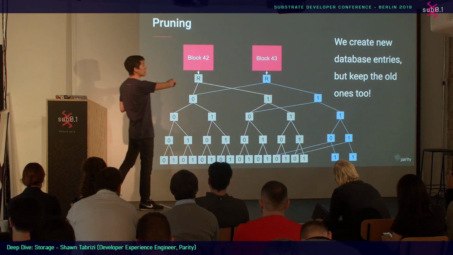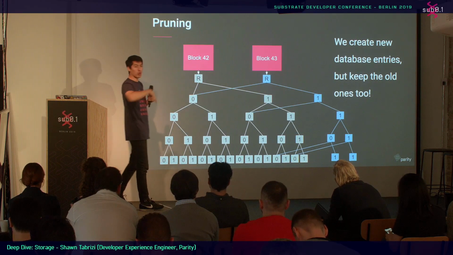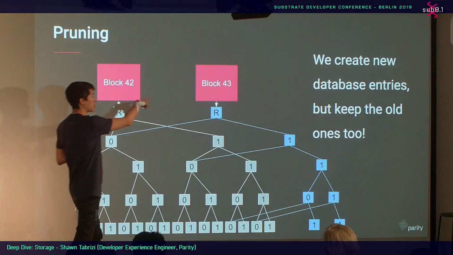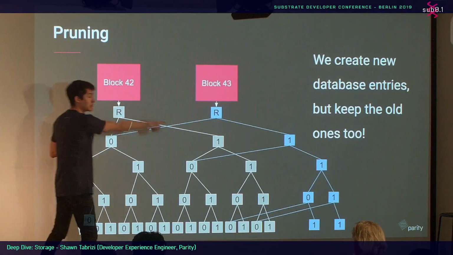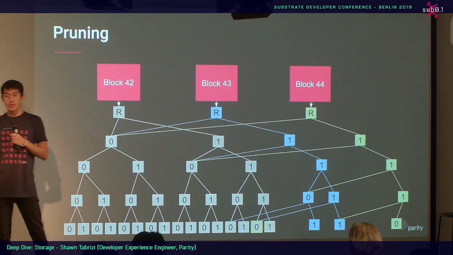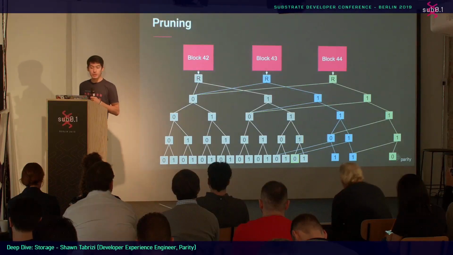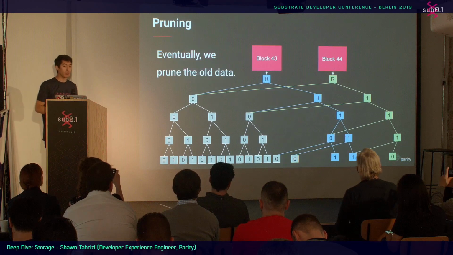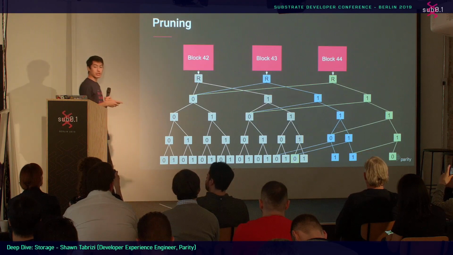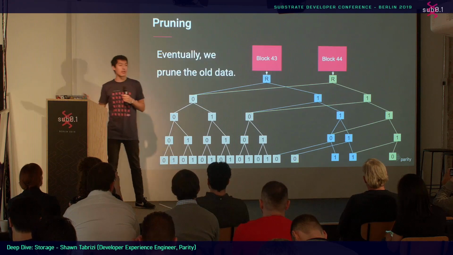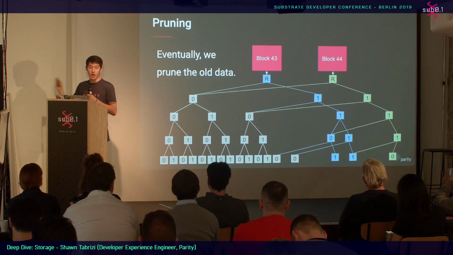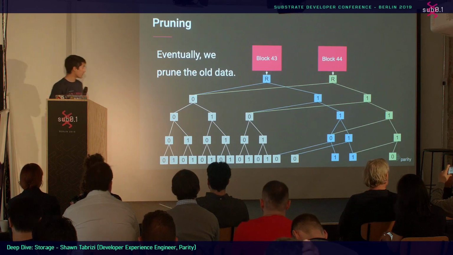So what we're really doing is creating new database entries, but keeping the old ones too, and only creating database entries of the new things we need, right? So starting at block 43, I can start with this root hash. It'll point me to the old data, which hasn't changed, but also point me to the new data. And of course we can continue to do this for another block, a new change. And eventually, what we do is we prune the old data. So you can see here, when we want to clean up block 42, we just eliminate the parts which aren't being used by the other blocks, the other parts of our storage.